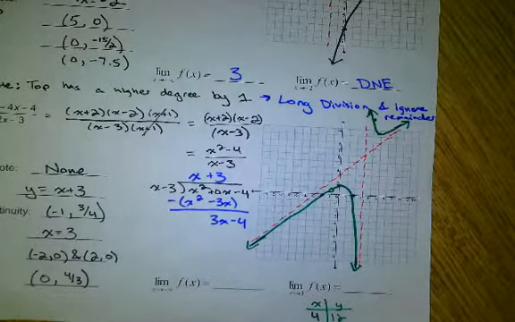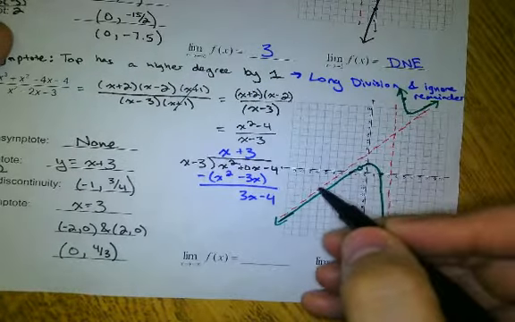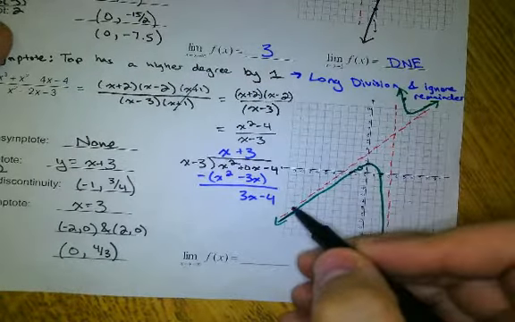Okay, let's look at my limits now. So, as we're approaching negative infinity, it's going this way. It's going this way forever and ever and ever and ever. What happens? What do you think, Maddie?